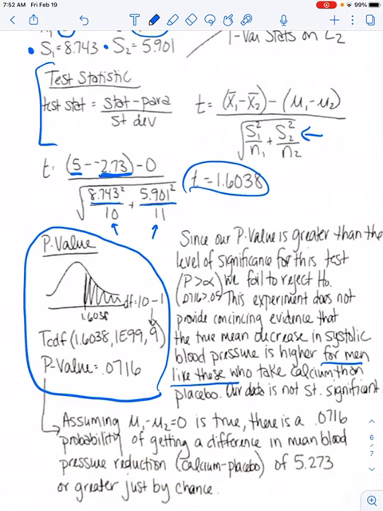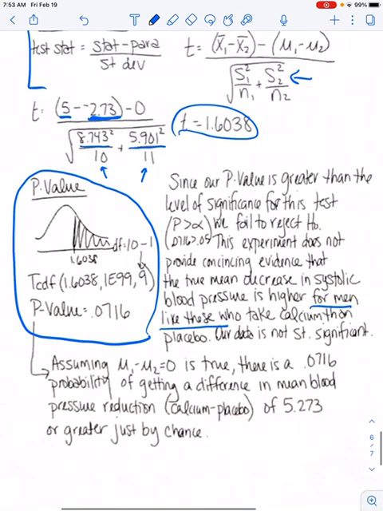Now, I did want interpretation of a p-value. Assuming that your H sub 0 is true, so assuming that there is no difference, mu sub 1 minus mu sub 2 is 0, assuming that that is true, there is a 0.0716 probability of getting a difference in the mean blood pressure reduction, calcium minus placebo, of 5.273 or greater just by chance.